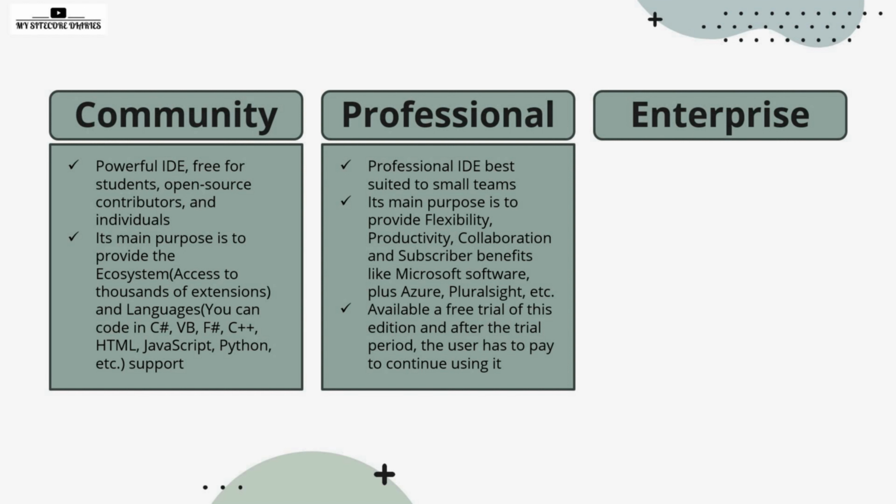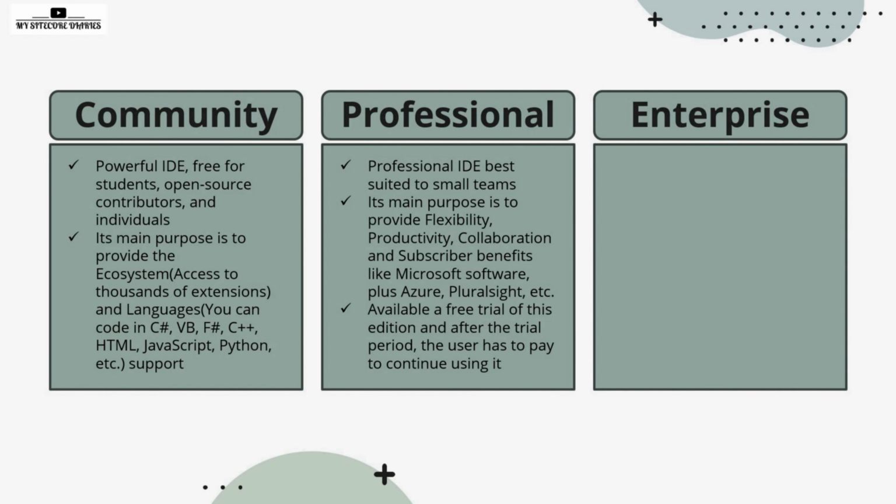Okay, Community is for learning purposes, for students who can use it, or the contributors who can utilize it. For R&D you can use it, whereas the Professional one is for mid-scale organizations. If you have small teams and small projects, then you can use the Professional version of Visual Studio. There are some limitations. I will give the link in the description, which will tell you what features are available in the Community, the Professional, and the Enterprise level.